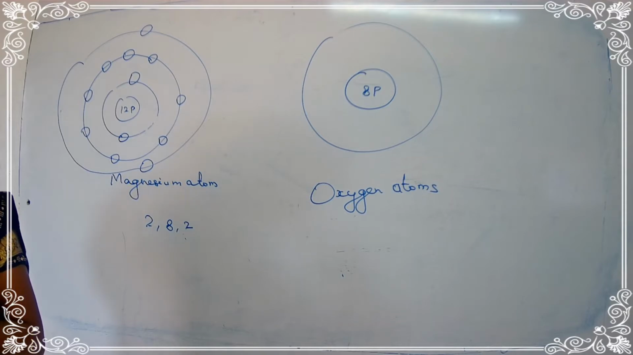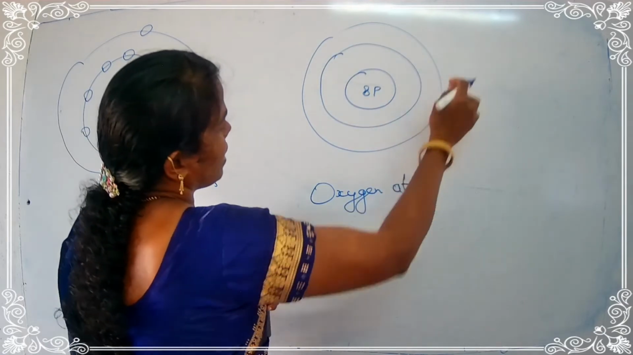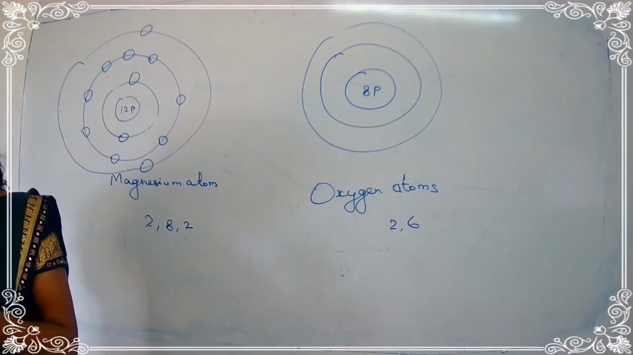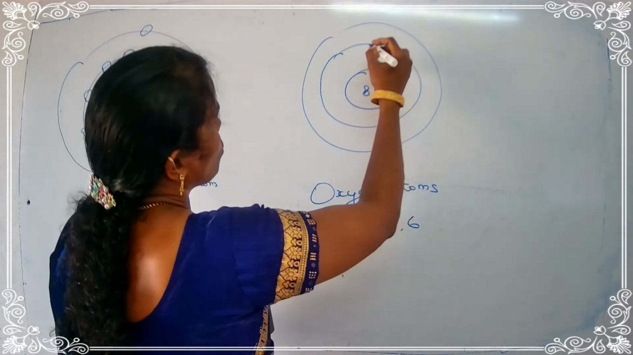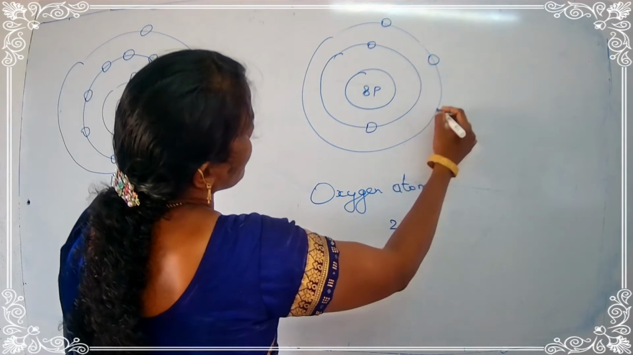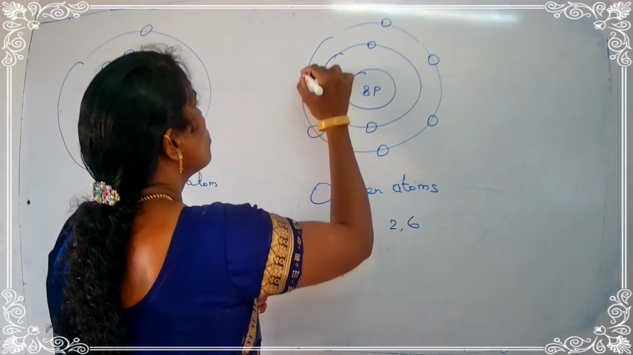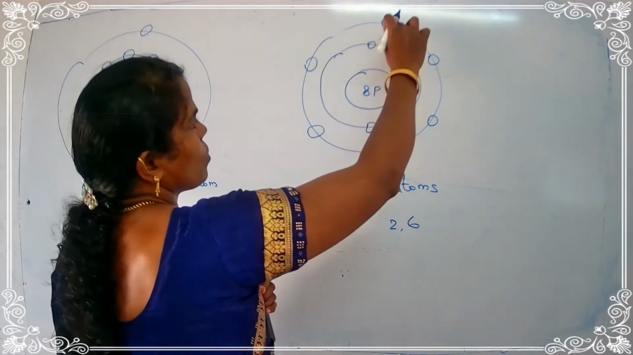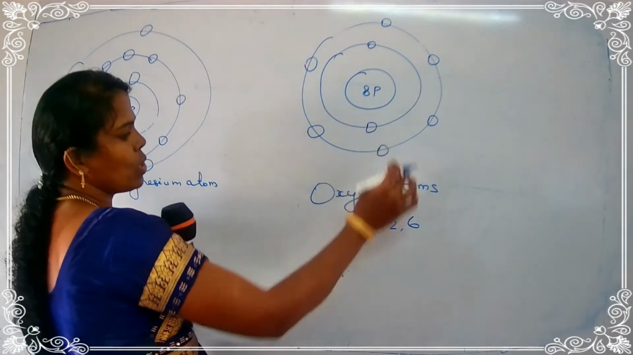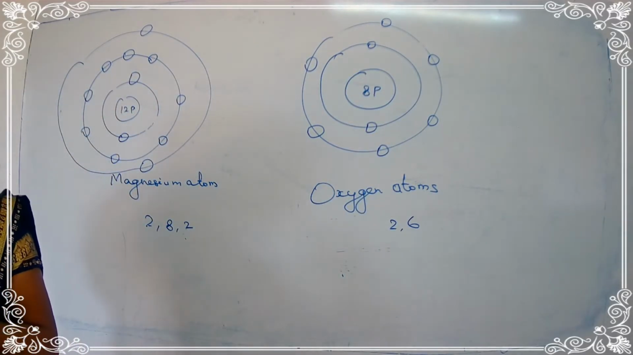So we have to put 2 shells. This is the first shell, that is the second shell. So oxygen is 2, 6. This electronic configuration is 2, 6. 2 electrons in the first shell, then 6 electrons in the last shell, or second shell. So 1, 2, 3, 4, 5, 6. How many electrons are there? 6. Here the first shell has 2 electrons. 1, 2.